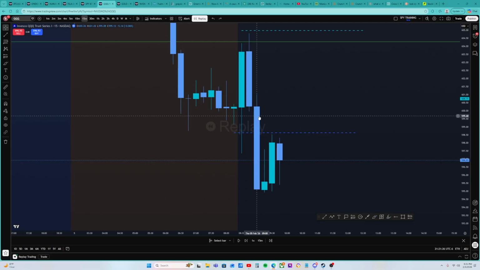So this candle here at 9 a.m. started to basically sell below our level, right? Below 598.63. QQQ started to sell below there around 9 a.m. So that could be your potential entry.